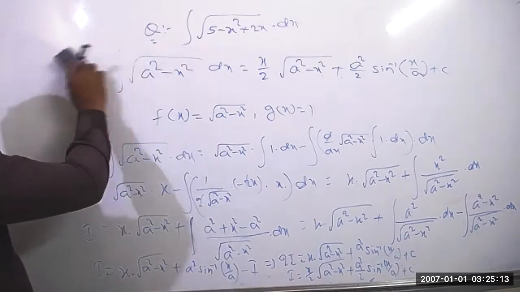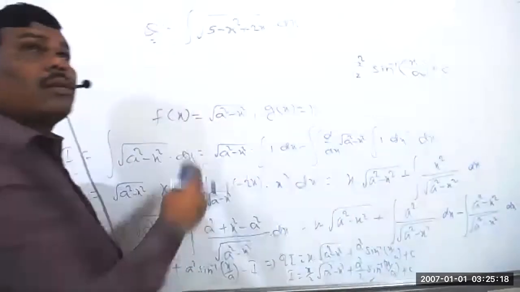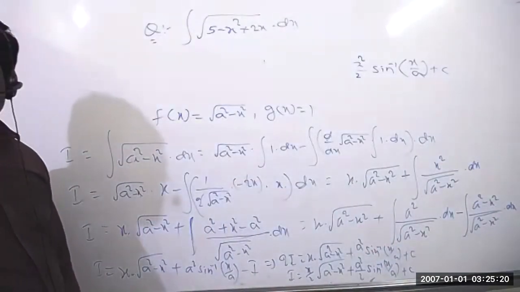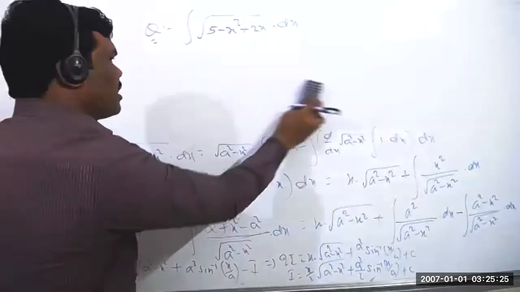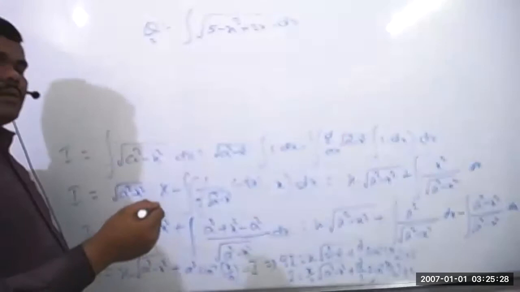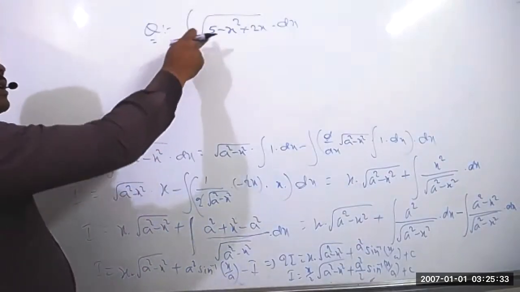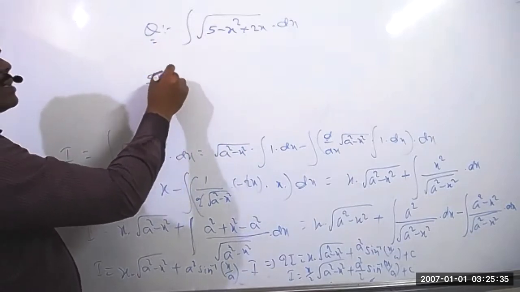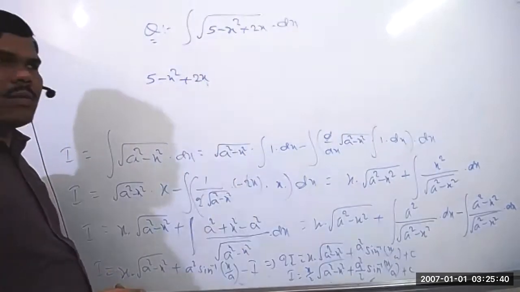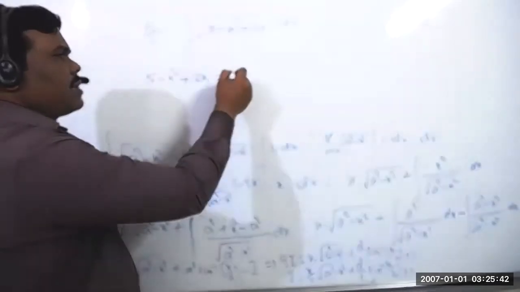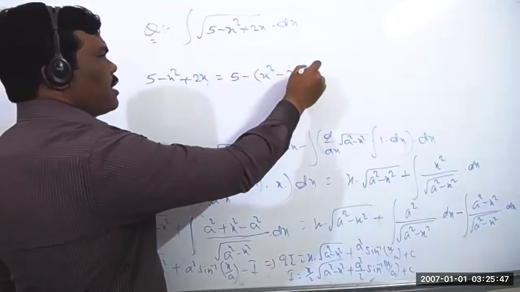So first you can apply the completing square method, and find it. Suppose you take the value of 5 minus x square plus 2x. From these two terms you can take minus common here, 5 minus of x square minus 2x.